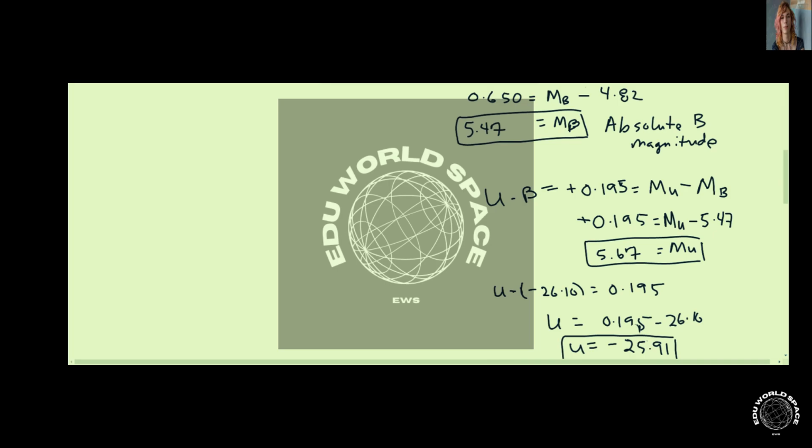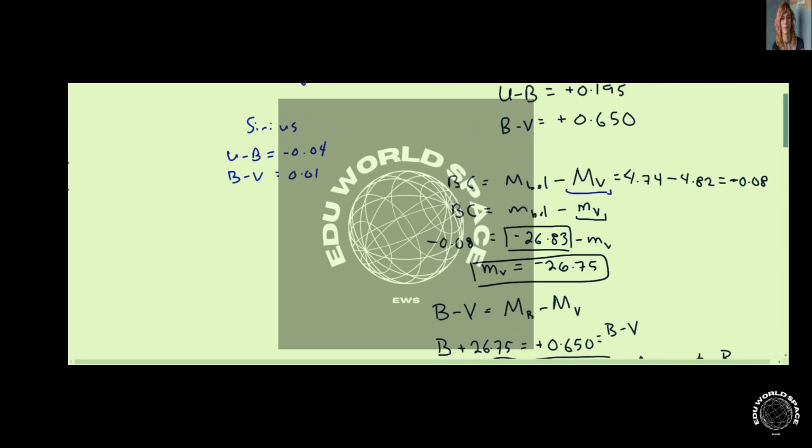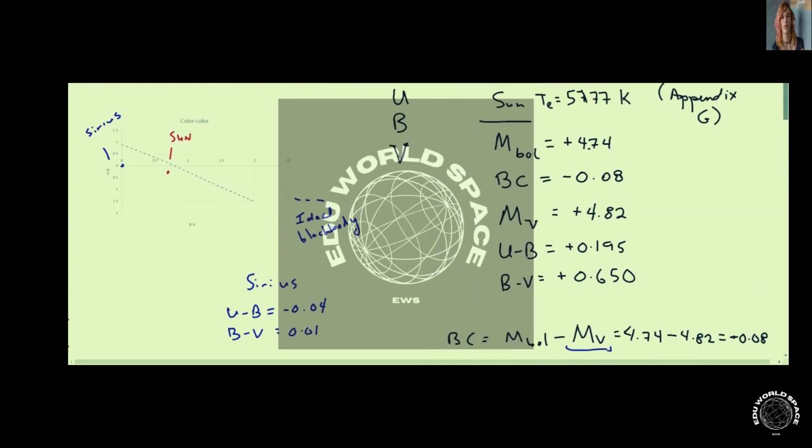But again, we can see temperature for where our sun falls on the color diagram. It is shifted more towards the right, and therefore more towards lower temperatures than Sirius.